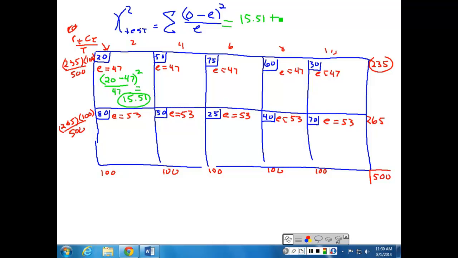So in this one, I'm going to have 50 minus 47 squared over 47, 75 minus 47 squared divided by 47, 60 minus 47 squared divided by 47. And then on this one, I'm going to have 80 minus 53 squared divided by 53.